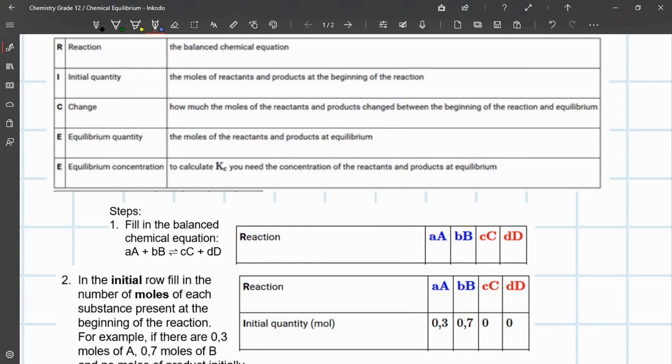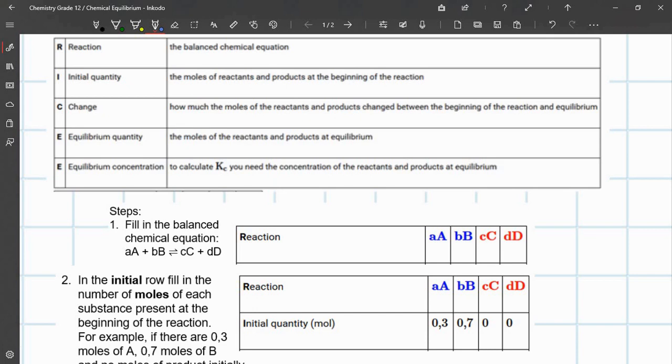R stands for reaction, it's just the balanced equation. Then I is initial quantity, we just calculate the number of moles of each reactant at the beginning of the reaction. Then C stands for change, it's how much the moles of reactants and products change between the beginning and end of the reaction. Then finally we calculate the equilibrium quantity, the moles of reactants and products at equilibrium. And then equilibrium concentration: to calculate Kc, you need to calculate the concentration of the reactants and the products at equilibrium.